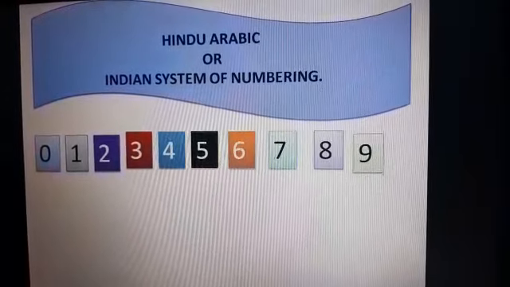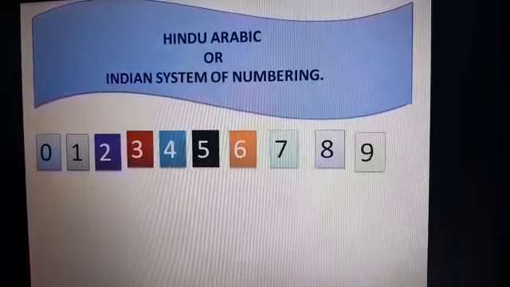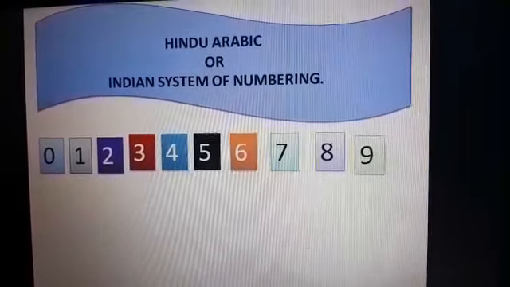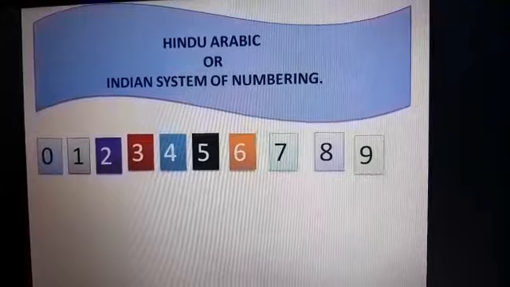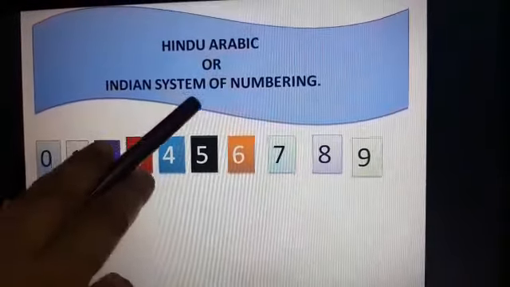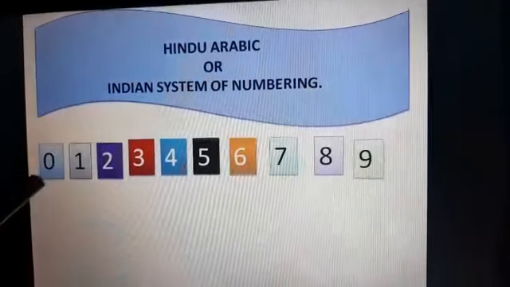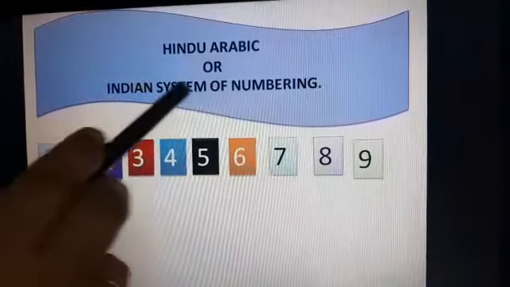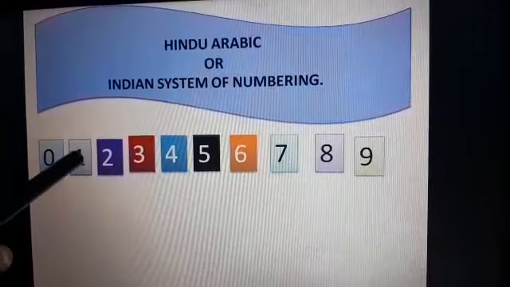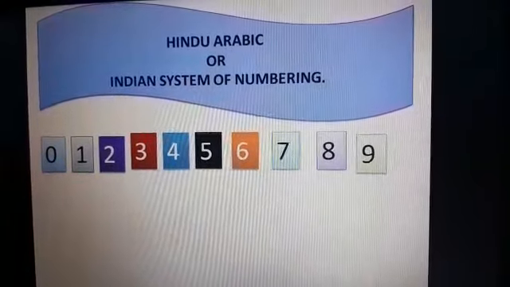Do you know this number system was formed in India and was spread to the rest of the world by the Arabic people? That's why it is called Hindu Arabic, or the Indian system of numbering. And how many digits do we have in the Indian system of numbering? A total of 10 digits are there. Using these digits, we create numbers.